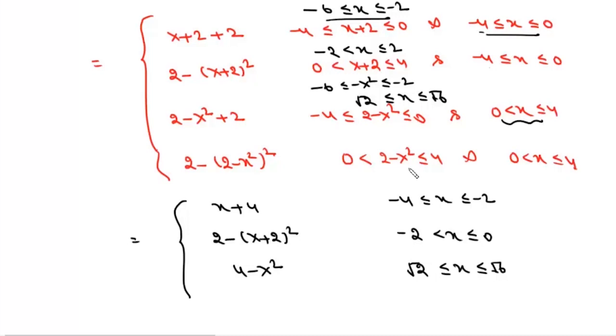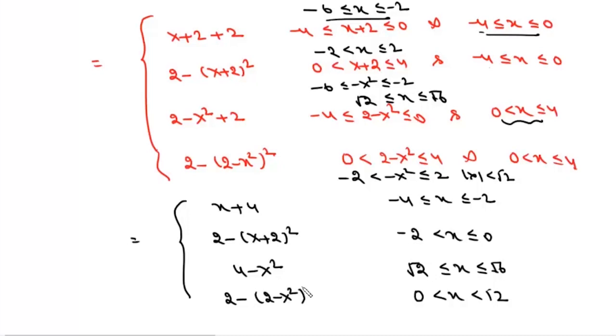And finally, we have -2 < -x² < 2. So here we'll have mod of x is less than root 2. So this is from 0 to root 2. When x lies between 0 and root 2, this definition will be (2 - x²)².